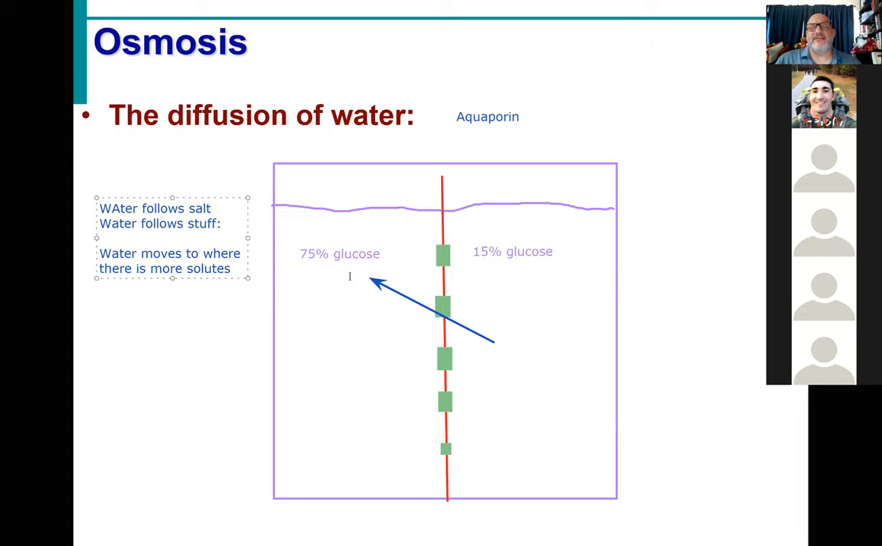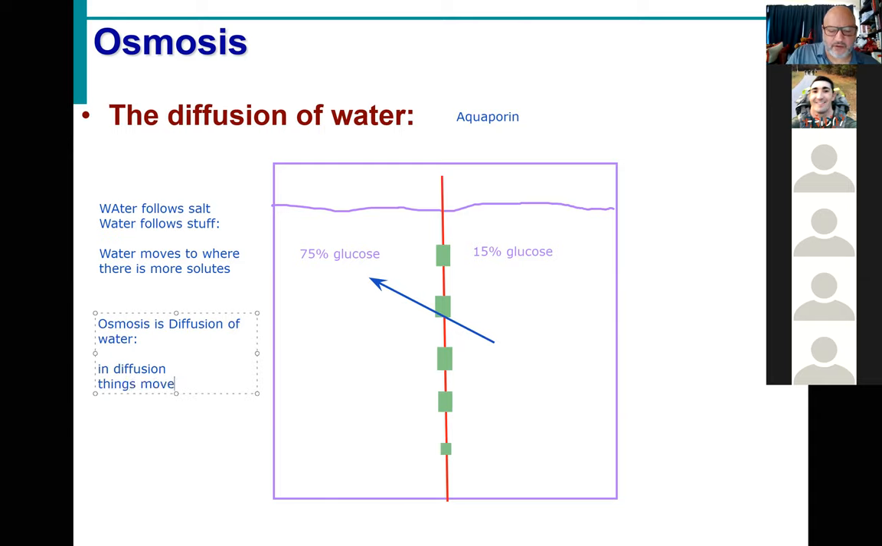However, I don't like special rules, right? Remember, as we've talked about, all osmosis is diffusion of water. And we know that in diffusion, things move from a high concentration to a low concentration. All right? So let's come back to our beaker.